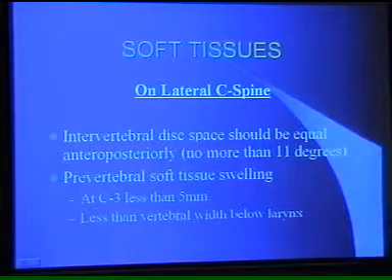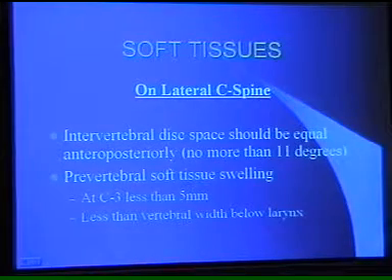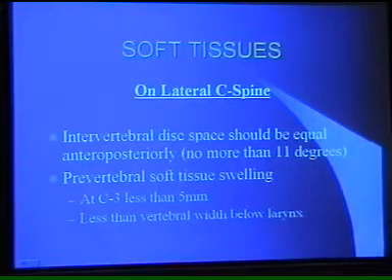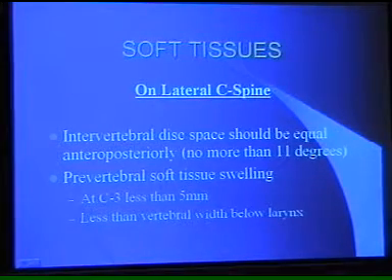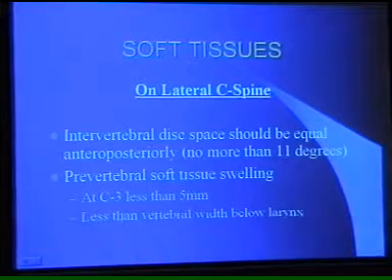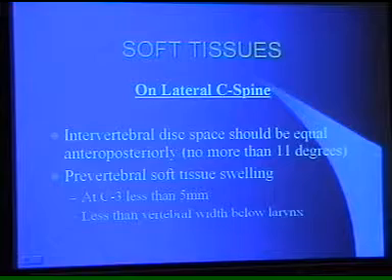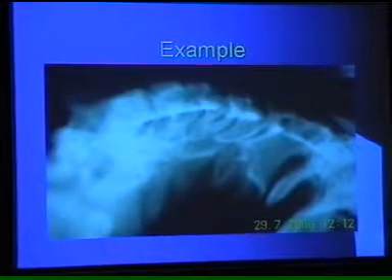above and below, and then compare the one you are looking at. Then the prevertebral soft tissue, the swelling, the soft tissue in the retropharynx, especially at the level of C3, should not be more than 5 millimeter. If there's a fracture of the vertebra, there will be bleeding, and the anterior soft tissue will be increased. At the level below the larynx and at the level of the larynx, the soft tissue swelling should not be more than the width of the vertebra.